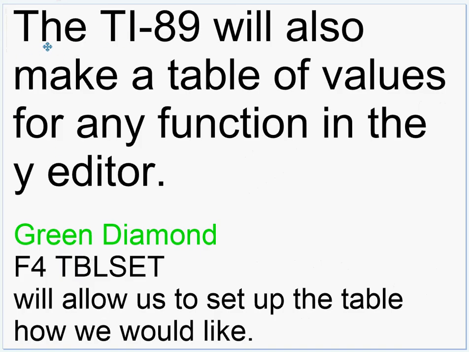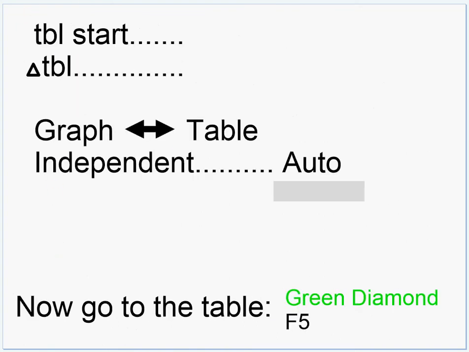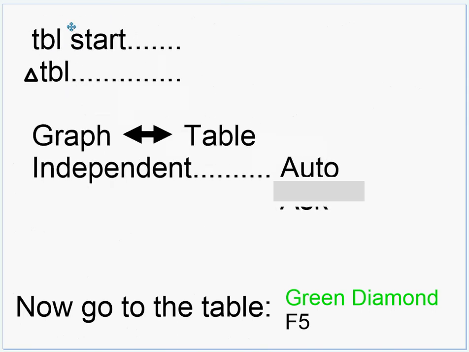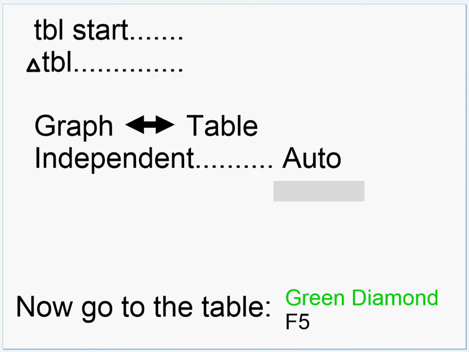All right. Also, in addition to a graph, this calculator will make a table of values for any function that you put into the y-editor. So first, let's go to the table set key. That'll be green diamond F4, which takes you to table set. This is going to allow us to set up the table however we would like. You'll see these features right here, and then you'll have a box.